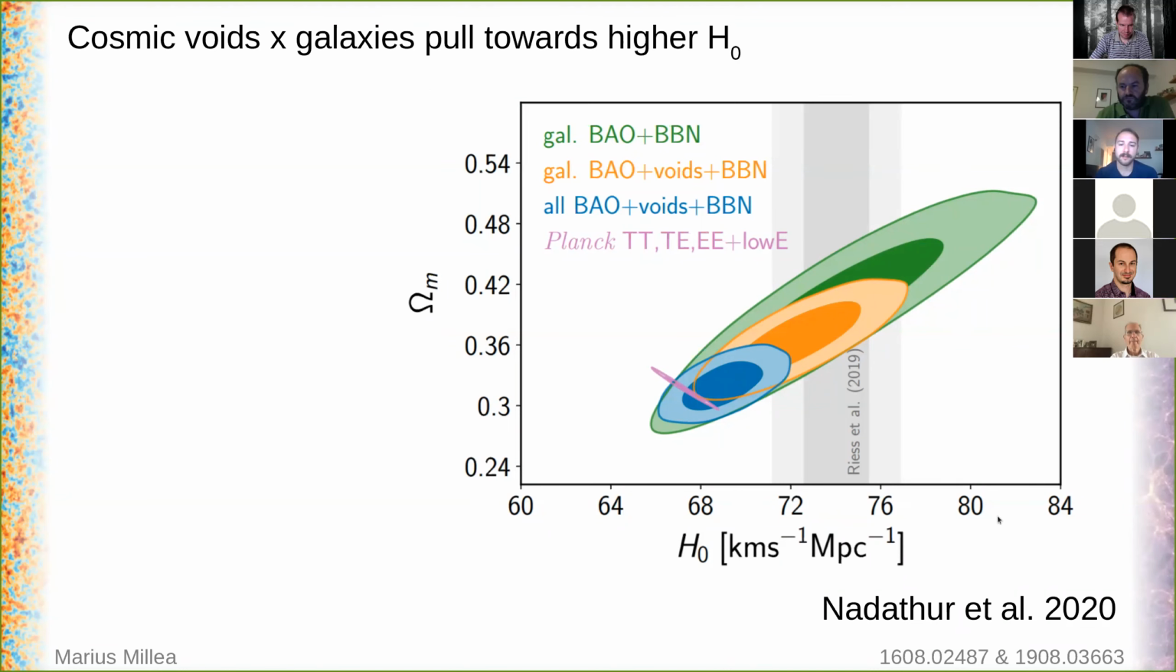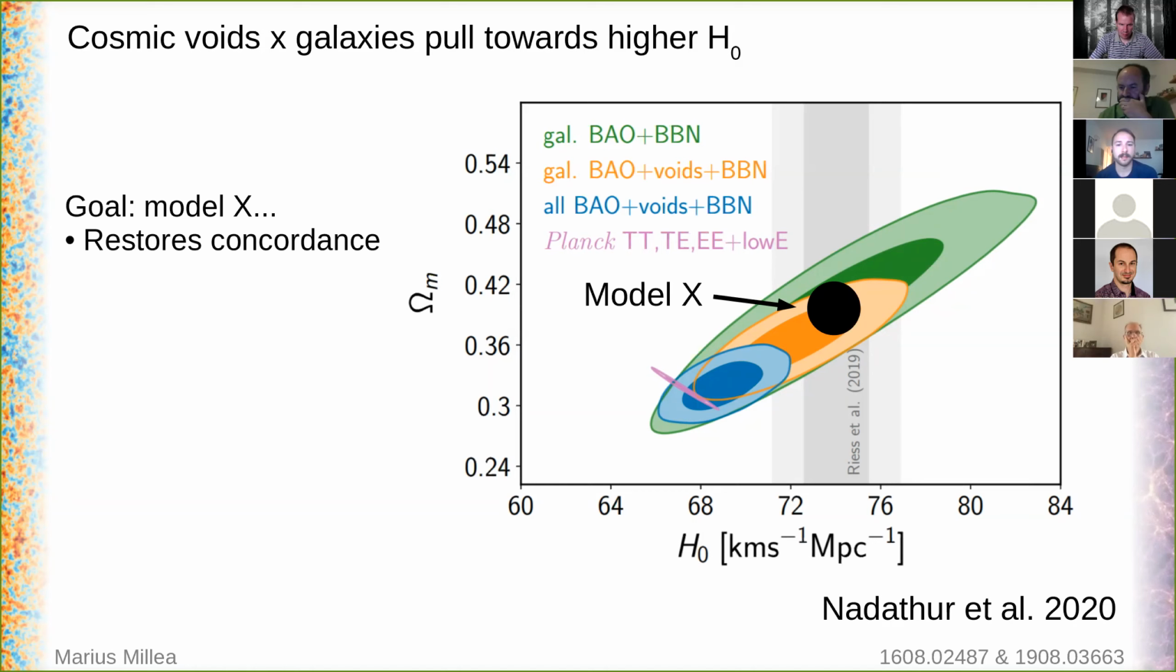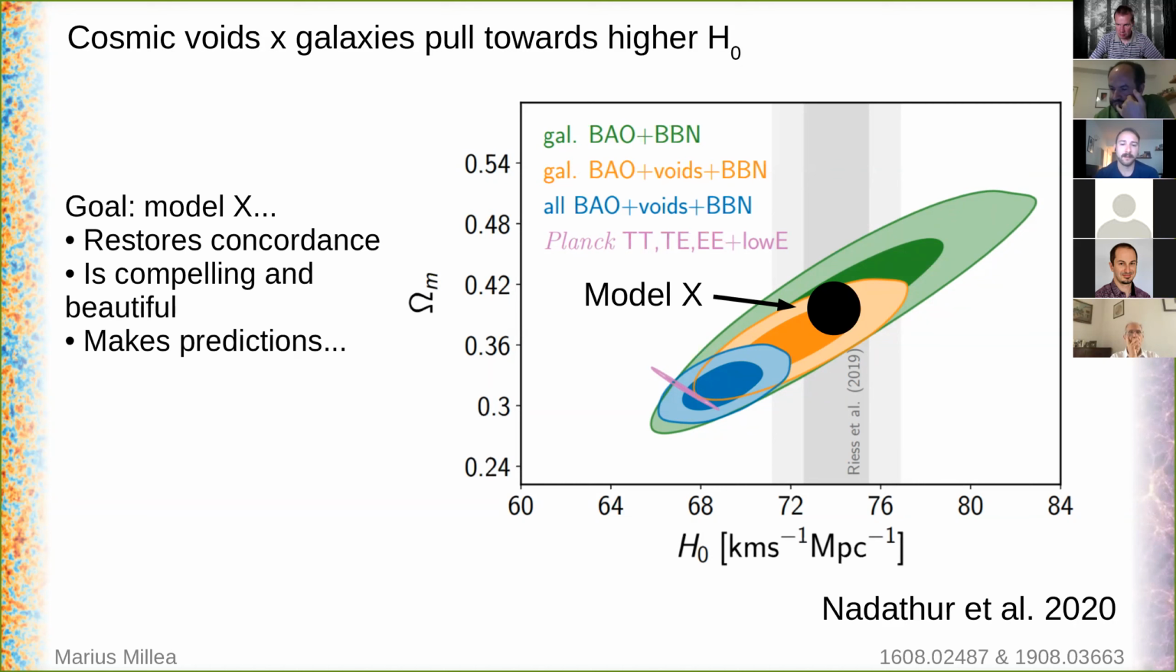But basically what we're searching for is in these constraints on H naught, where the Planck values are very low here, we need to move them up with a cosmological model that takes us perhaps to 73 or 74. We basically want model X. That's what we're searching for. And the goal of such a model X would basically be that it restores concordance. It would be nice if it were compelling and beautiful. It'd be even nicer, perhaps, if it made predictions which we could go out and test.